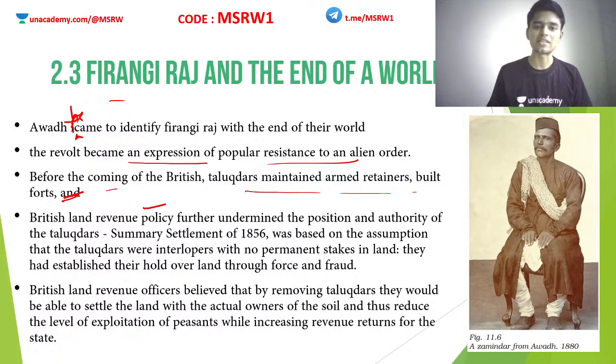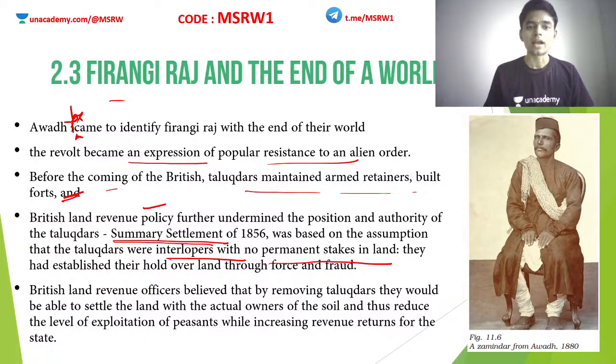In 1856, a very famous land revenue policy was introduced by the British. This came to be known as the summary settlement. According to this settlement, it was assumed that Talukdars were interlopers with no permanent stakes in the land. The British considered Talukdars as people who acquired this land using force and fraud. So they obtained these lands by fraudulent measures and do not have any legal claim over the land. This is known as the summary settlement, which took place in 1856.